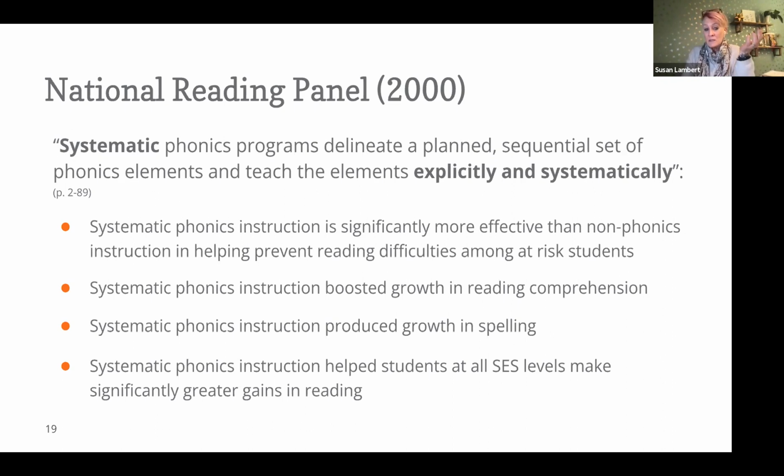And really, systematic phonics instruction helped kids at all SES levels make greater gains in reading. So it is effective for all students, keeps kids from being at risk and needing intervention. It helps with their reading comprehension. It helps with their spelling, which also helps then with their later writing, right? So you can see the National Reading Panel outlined all of these things, and there's continuing research being done that actually builds on this work to say, yep, all these things happen when we get systematic phonics instruction.